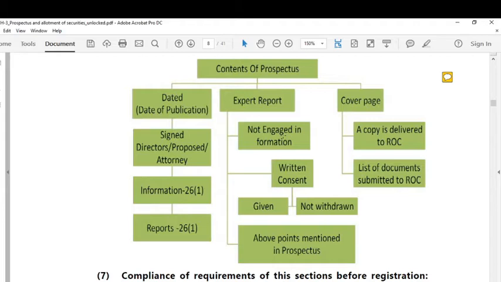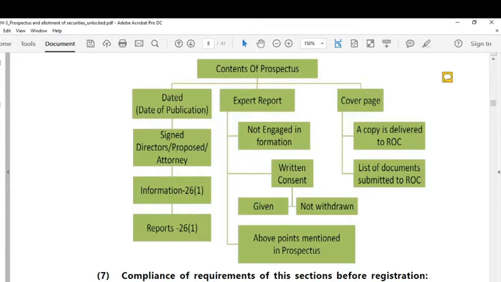What a prospectus includes means it could be a red herring prospectus, or a shelf prospectus, or any document, notices, circulars, advertisement, or any other document. All these are included in the prospectus, but the contents of the prospectus are different. So the contents of the prospectus are likely to be asked as a separate question in your examinations.